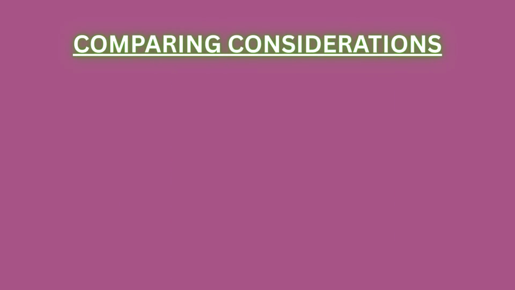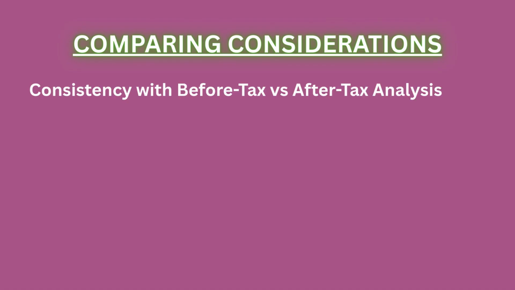There are a couple of important considerations when comparing these alternatives. First, consistency is key. When using a measure of economic worth to compare investment alternatives, you must choose to use the before-tax or after-tax value of these cash flows. You cannot mix the two. Additionally, if you're using before-tax cash flows, you must use a before-tax MARR. If you're using after-tax cash flows, then use an after-tax MARR.